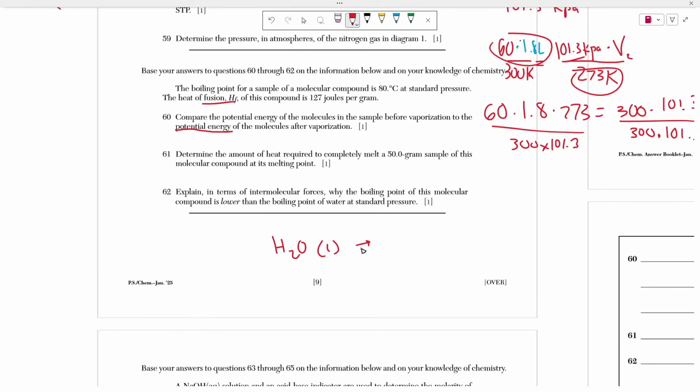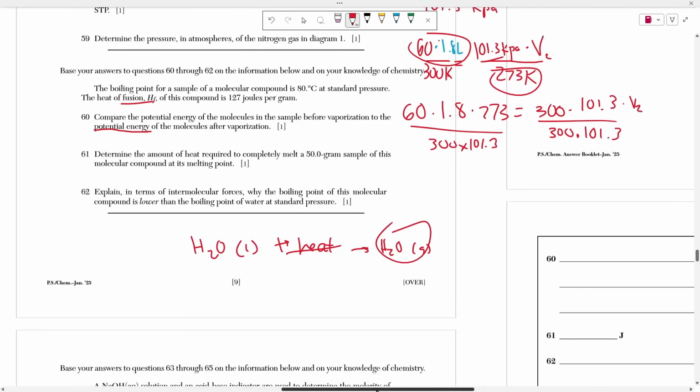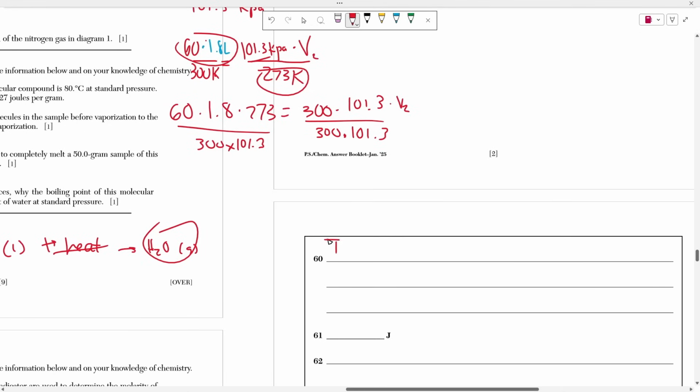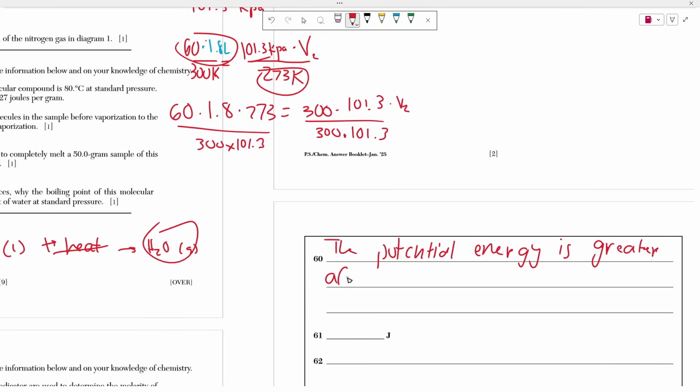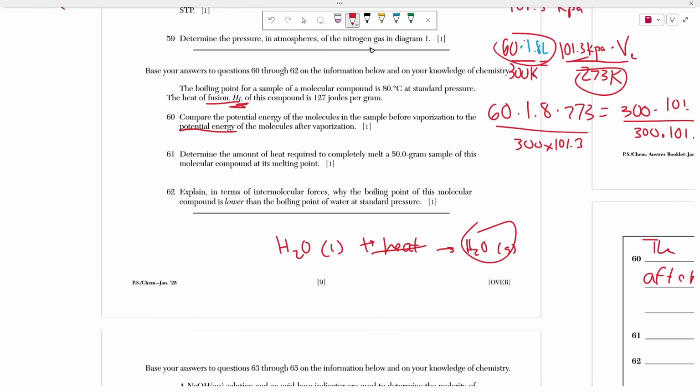I have H2O, which is a liquid, and I'm applying heat, or I'm applying energy, and I'm turning it into H2O gas, right? That means that what I'm left with has a higher potential energy because I inputted more energy into that system, okay? So the correct answer for number 60 has to be that the potential energy is greater after vaporization.